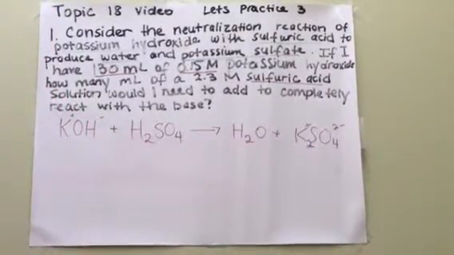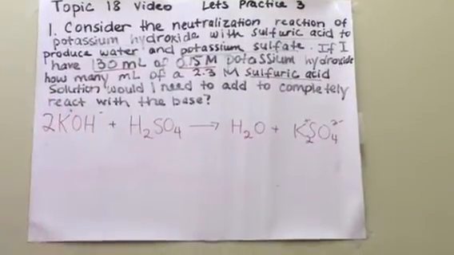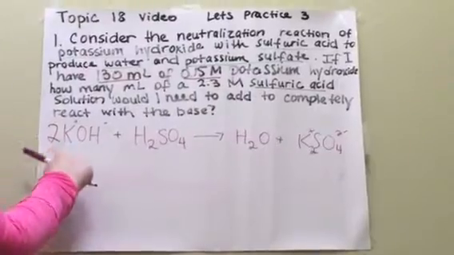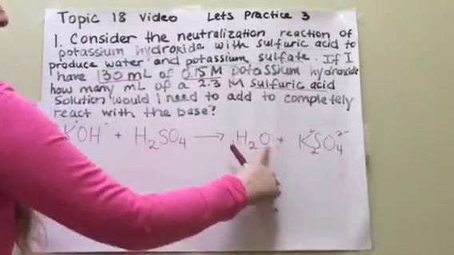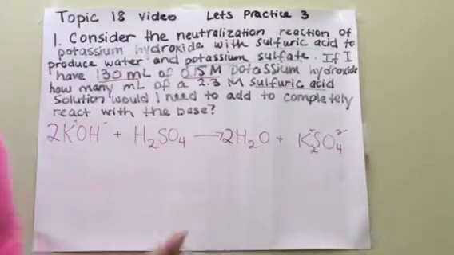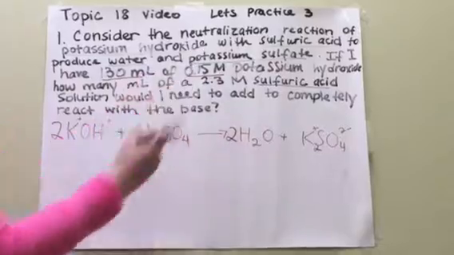Now we need to balance. So since we have 2 potassium on this side, we need to make this a 2 here. We have 2 oxygens and 4 oxygens, 4 oxygens and 1, make this a 2. And now we have a balanced chemical equation. Now we can use the volume and molarity.